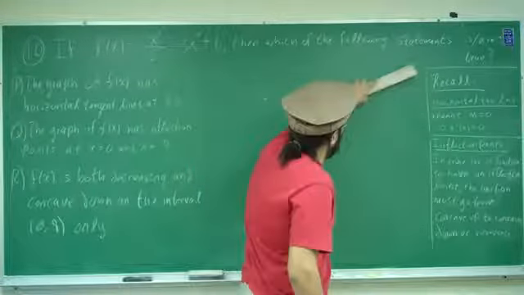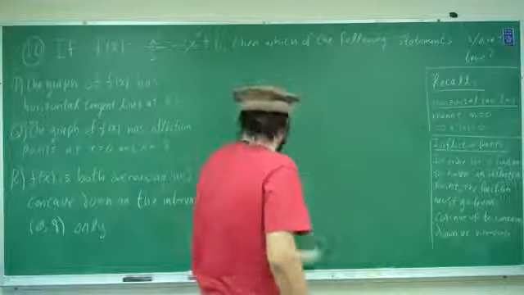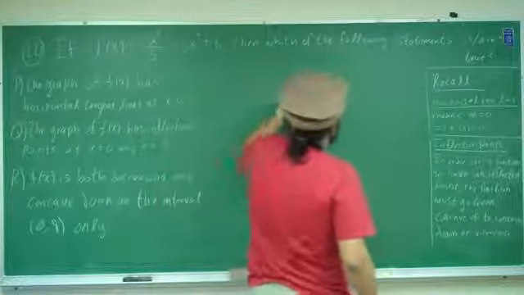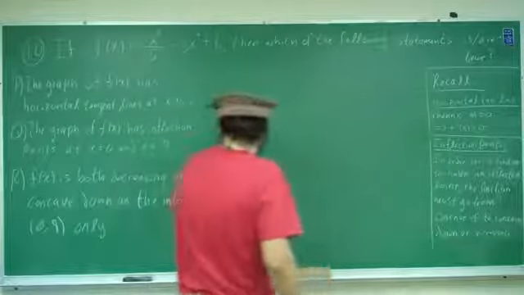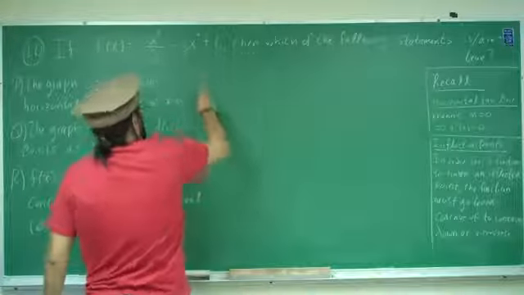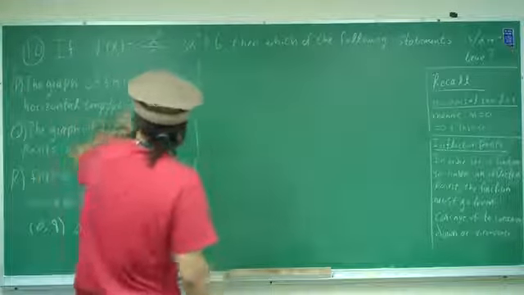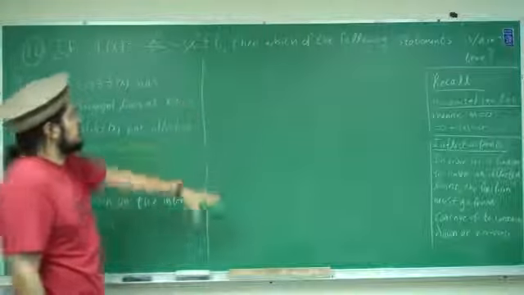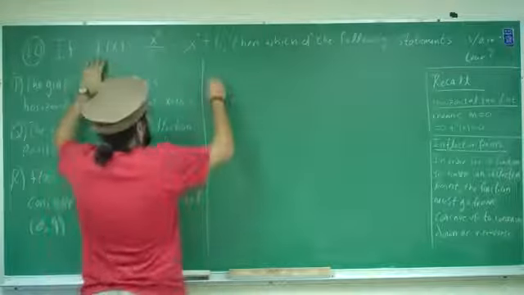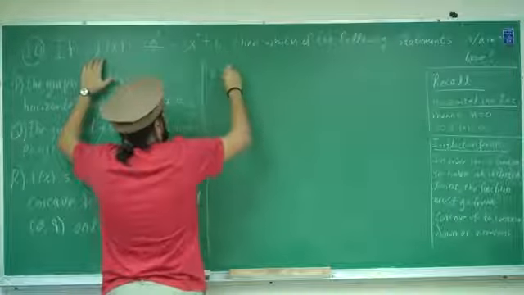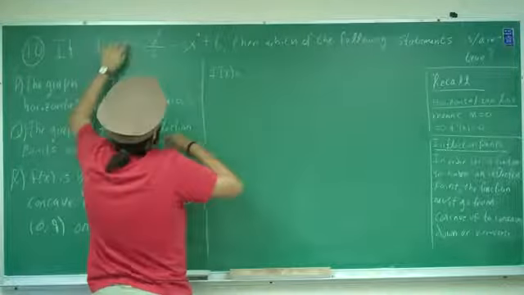Alright, so let's go ahead and start checking out each statement, to see which statements are true and which statements are false. So let's go ahead and work with statement P. The graph of f of x has horizontal tangent lines at x equals 0 and 12. Okay, so we need to take the first derivative of f. So f prime of x, using the power rule.